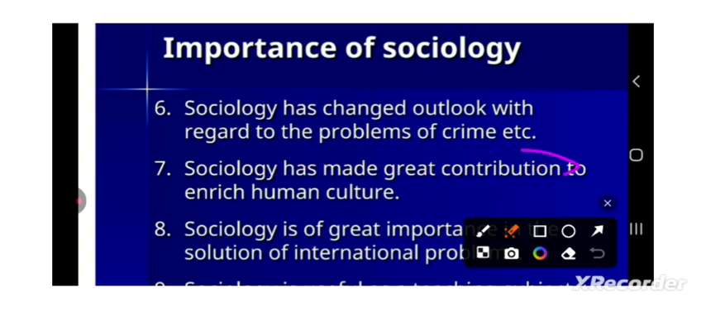Sociology has made great contribution to enrich human culture. By studying and comparing diverse societies and cultures, sociology enriches human understanding. It promotes cultural relativism, the idea that a person's beliefs and practices must be understood based on that person's own culture, not judged against the standards of another. This perspective broadens intellectual horizons, reduces ethnocentrism, and increases appreciation for the variety and complexity of human life and social arrangements worldwide.